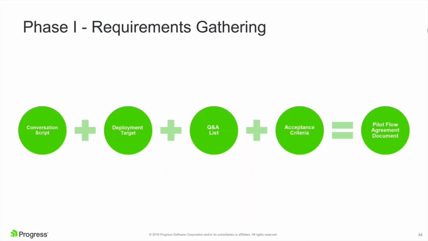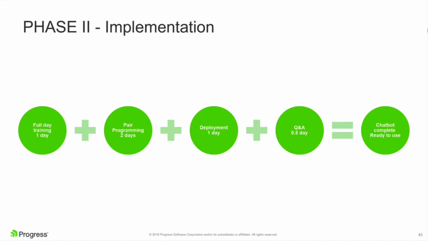Then we'll come up with the acceptance criteria, which is basically a compilation of your actual business requirements. And finally, all of this will be in a pilot flow agreement document. The next phase is the implementation.